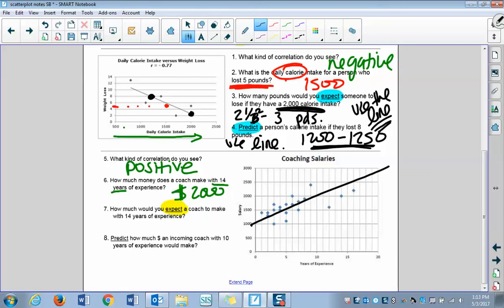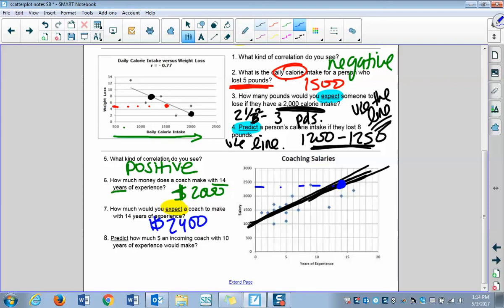The best thing to do is use a ruler. Okay, let's see. 1, 2, 3, 4, 5, 6, 7, 8 about above it, and 1, 2, 3, 4, 5, 6, 7 below it. All right, so that's pretty good. Now we can answer the question. 14 years of experience, how much money? So 14 years of experience would be up here. How much money? We would expect about, that's almost like 2,400.